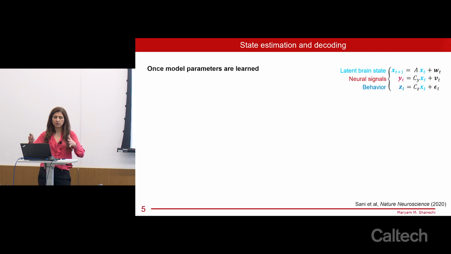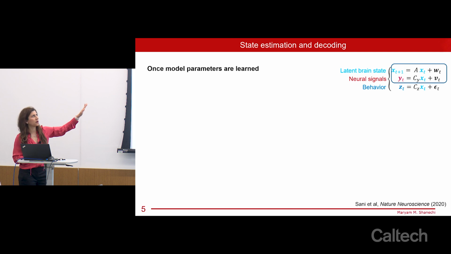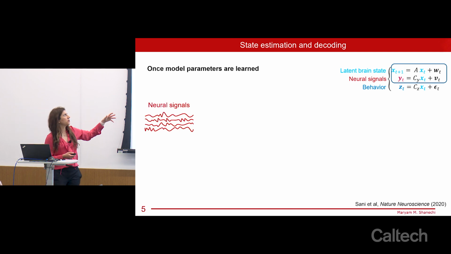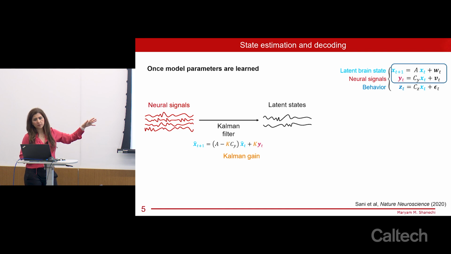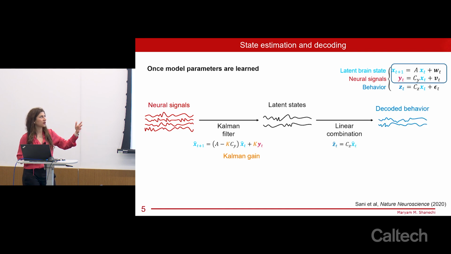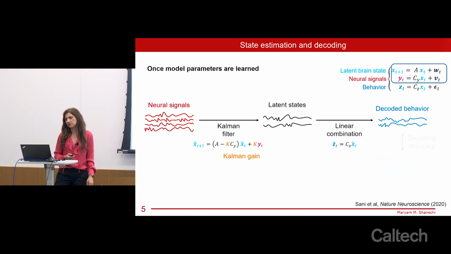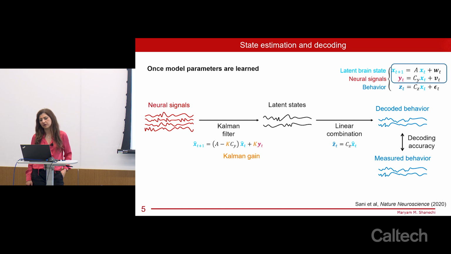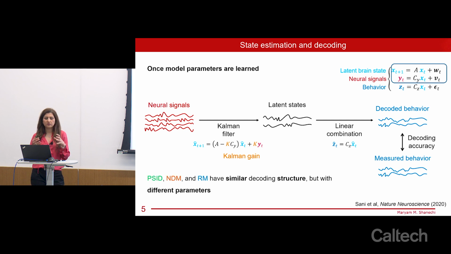Once we learn the model, the inference of the latent states in a new data set has nothing to do with behavior, as I mentioned. Essentially, you look at those two top lines. That's just a dynamic model of neural data. You build the corresponding Kalman filter with the parameters PSID learned, and you extract the latent states. Then you can also transform them with Cz to get predictions of behavior and look at the accuracy of behavior decoding. In particular, all of these methods, neurodynamical modeling, representational modeling, and PSID, have the exact same inference or decoding structure, which is the Kalman filter, because they're based on this linear dynamical system backbone.